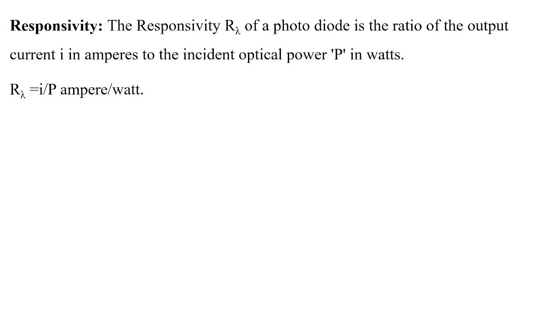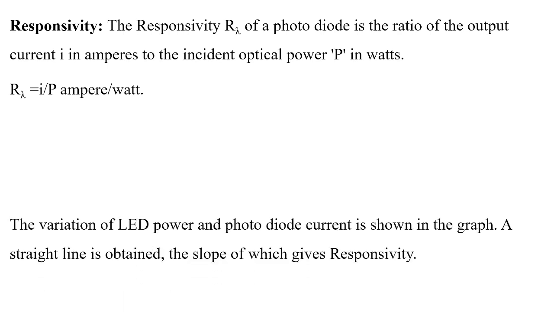Now let us see what is responsivity. Responsivity is indicated as R lambda. It is the ratio of output current I in amperes to incident optical power, that is capital P. R lambda is equal to I by P, ampere per watt.